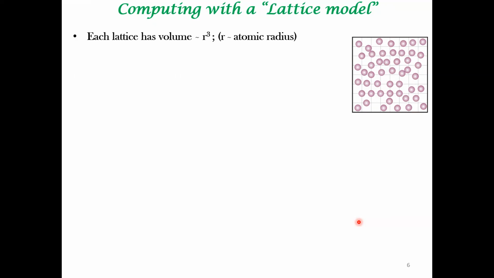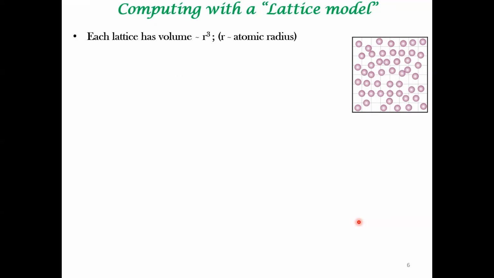So let's see how you go about computing from a simple lattice model. You assume a lattice point of volume r cubed, where r is an atomic radius. This is a loosely defined property, because to define it precisely is not possible, but you have some sense of what can be an atomic radius.